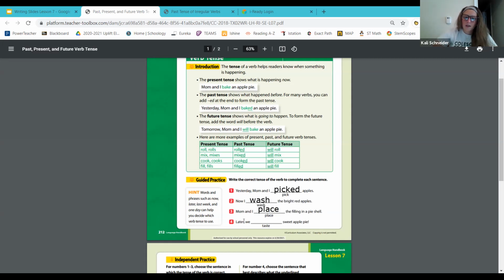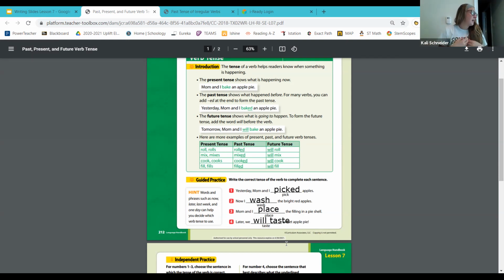Number 4. Later we blank sweet apple pie. Later. That means it's going to happen in the future. So later we will taste sweet apple pie. All right, this one might not work great for me. I might run into the wrong space a little bit, but later we will taste the sweet apple pie. So please make sure you go ahead and complete this.